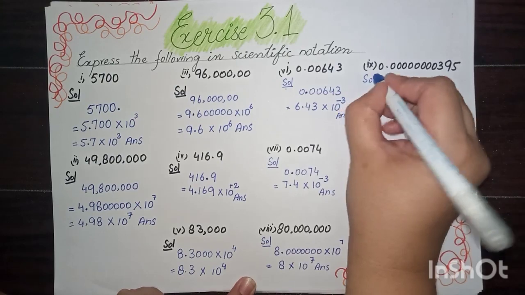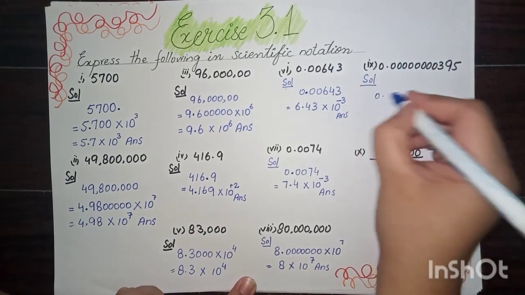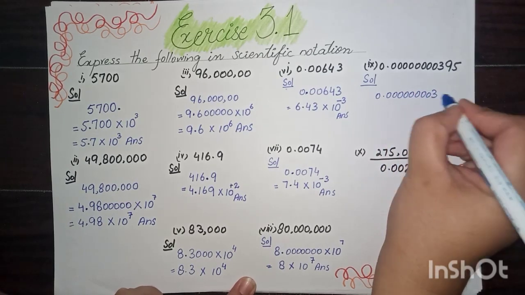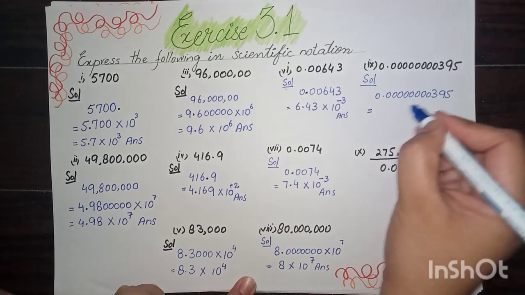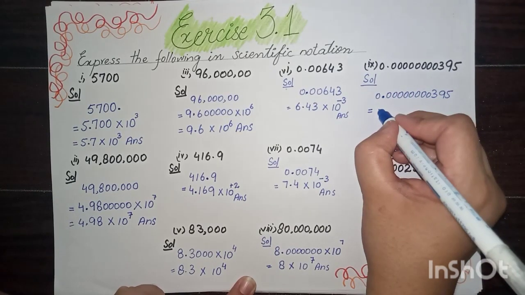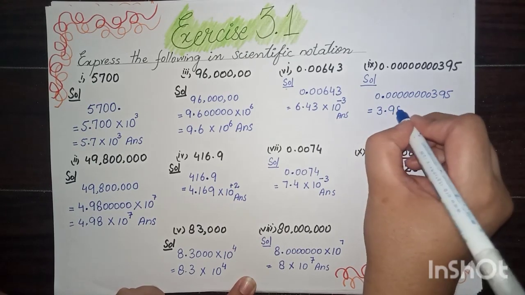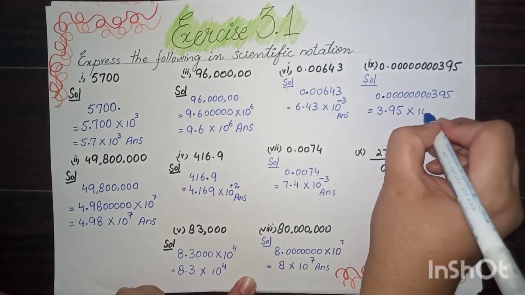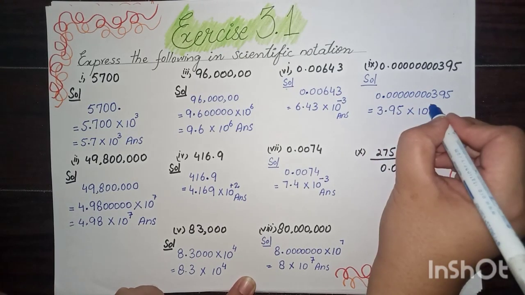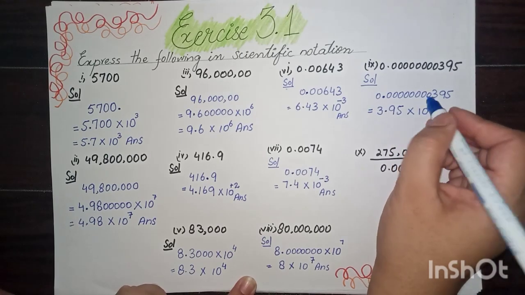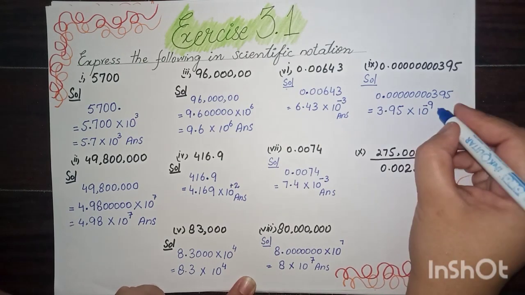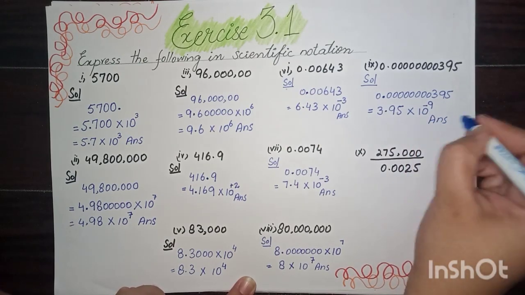My next question is 0.395. So I will place this decimal point towards the right side after 3. 3.95, then 10 raised to power 1, 2, 3, 4, 5, 6, 7, 8, 9. So I will write 9, but I will shift this left to right. So I will place a negative sign with it. So this is my answer.